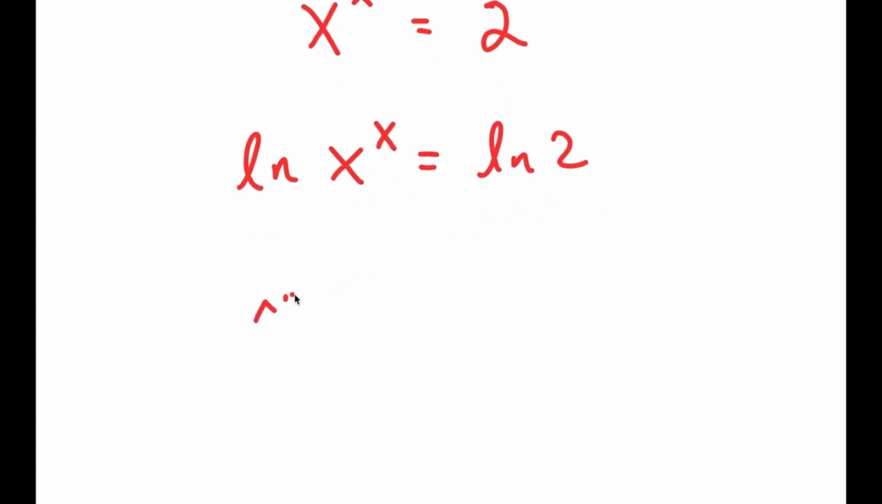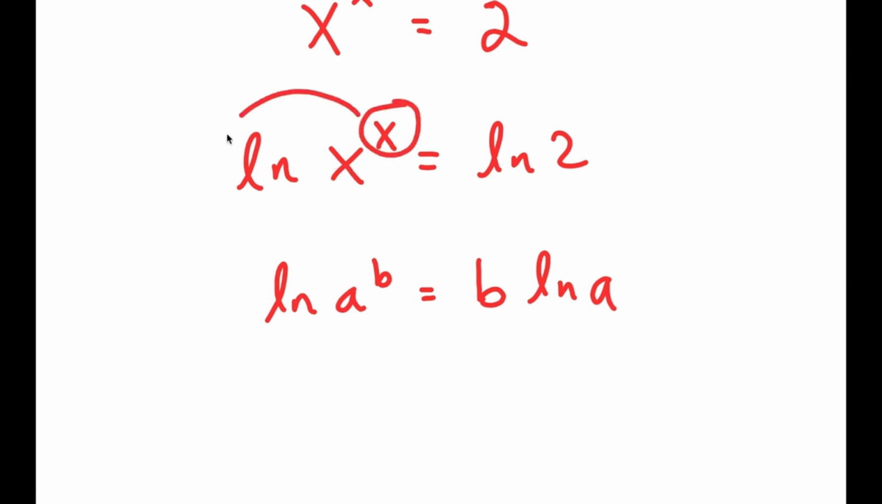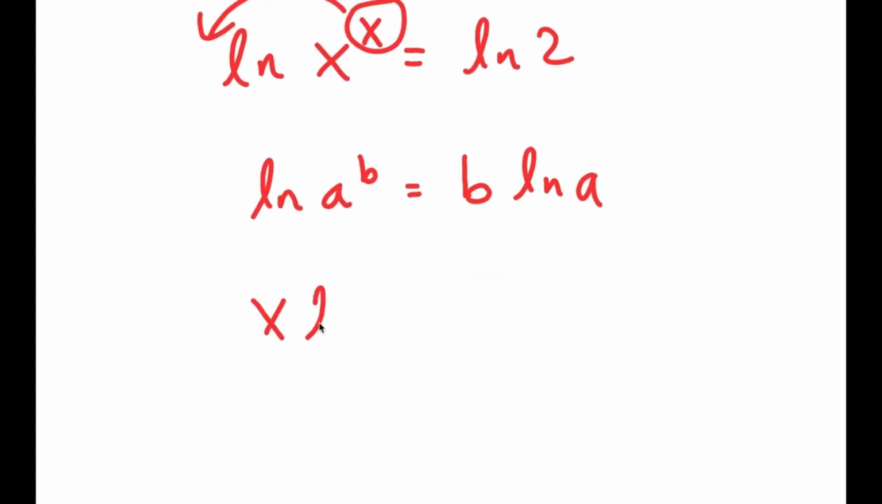Now, if I have something in the form ln a to the power of b, this is equal to b times ln a. So I have ln of x to the power of x, and I can move x to the front. So now I get x times ln x is equal to ln 2.